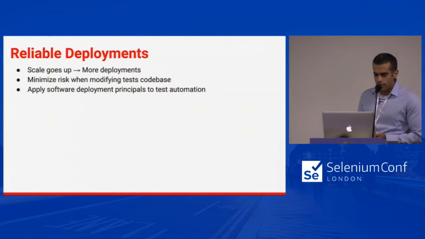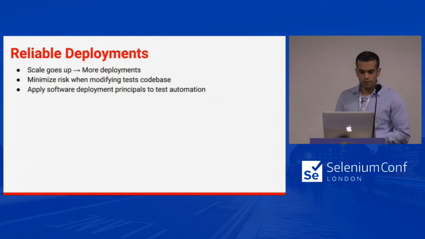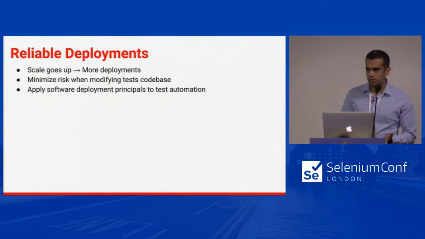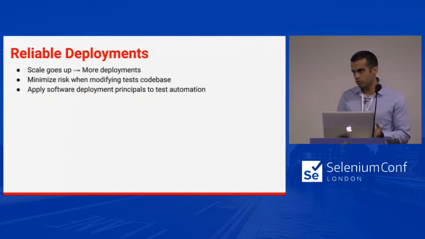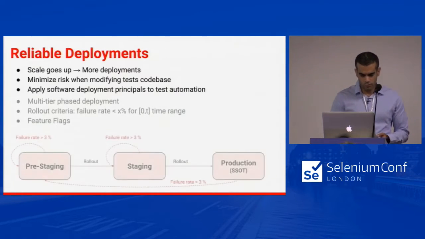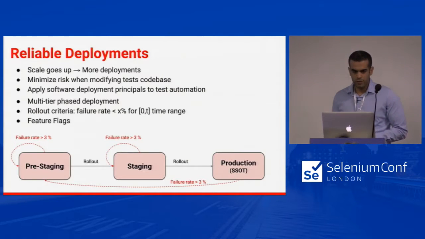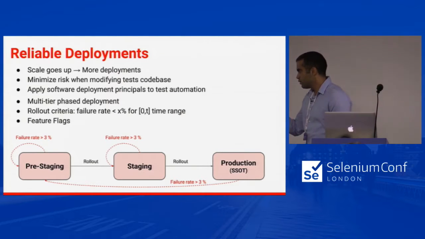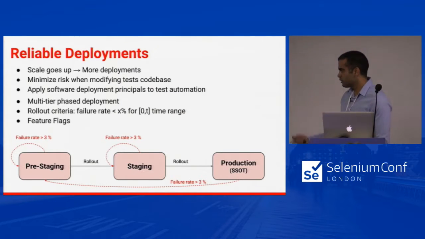So we said, why not apply the same software deployment principles that we apply to our software code, and also apply them to our test automation code base, which we deploy into the same data centers in which our service runs. For this purpose, we have established a multi-tier phased deployment, which is based on 3 environments. All these environments are located in our production data centers.